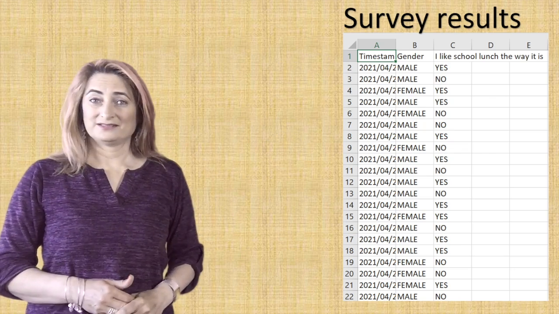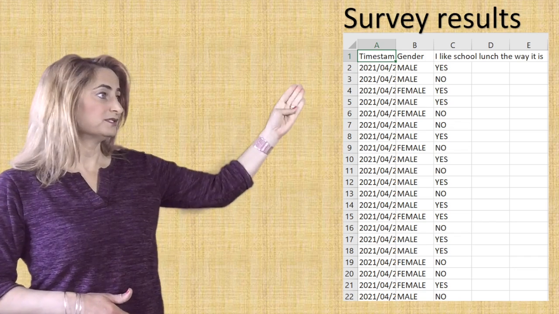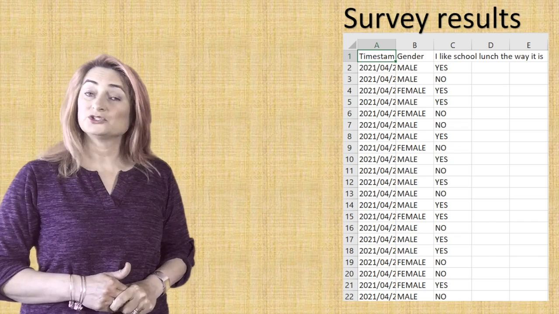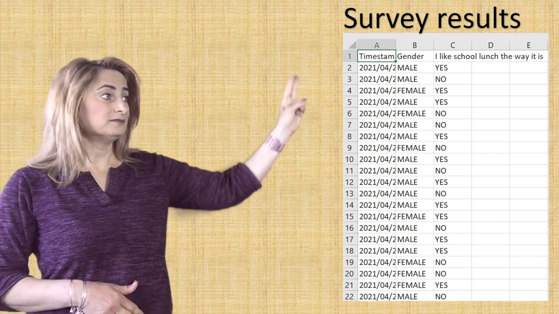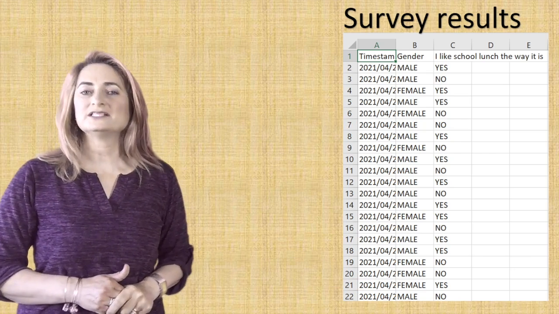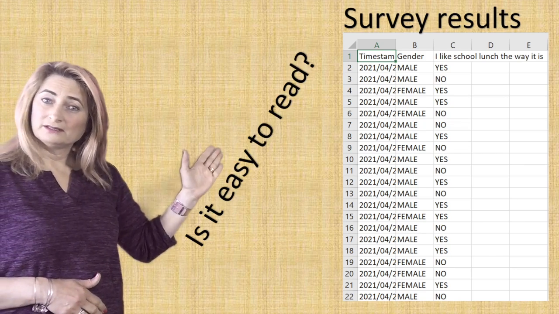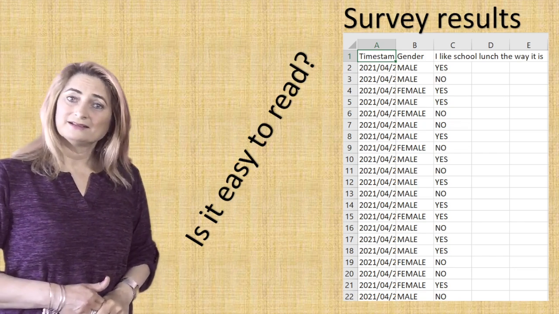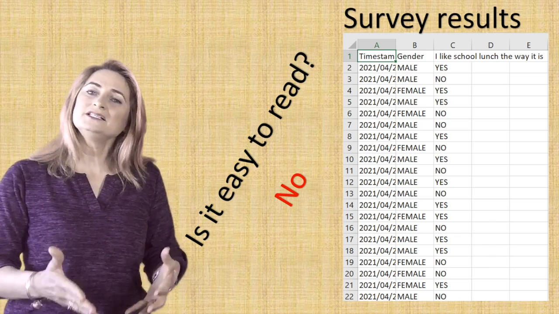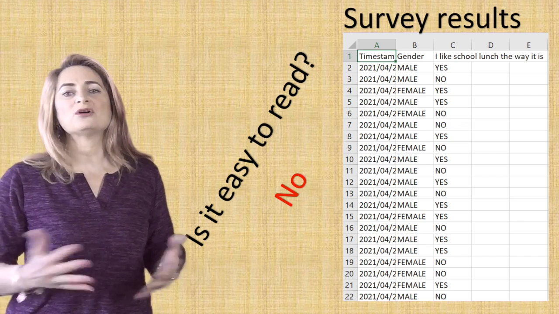here's the survey results. I downloaded it as a spreadsheet. It shows the gender and whether they like school lunch or not. Male, yes, male, no, female, yes, male, yes, and so forth. 66 people answered this way. Is it easy to read when it's displayed in a spreadsheet like that? Absolutely not. So how would you organize this data to make it easier to read and then find a relationship if it exists and draw conclusions?